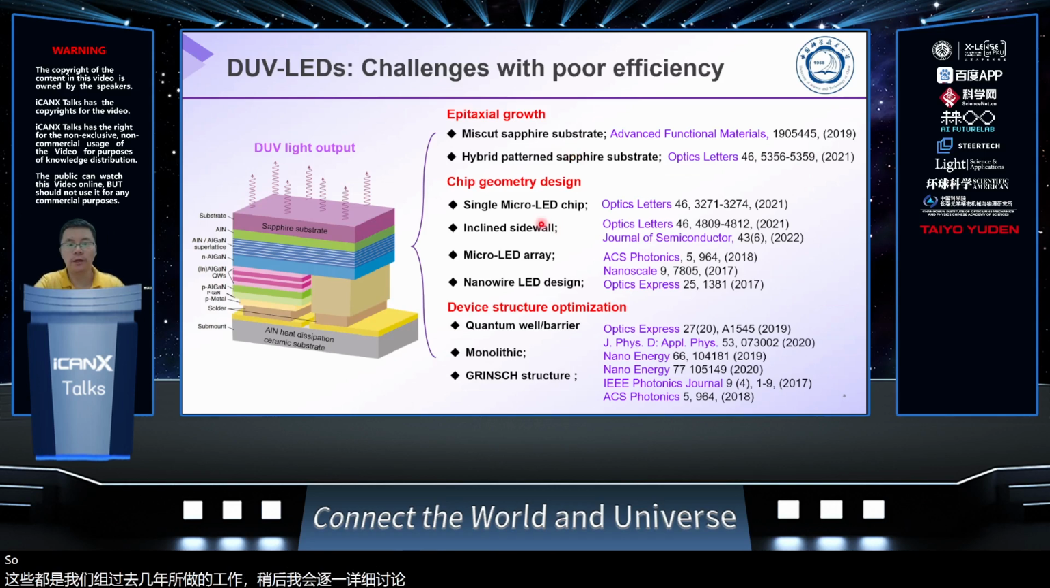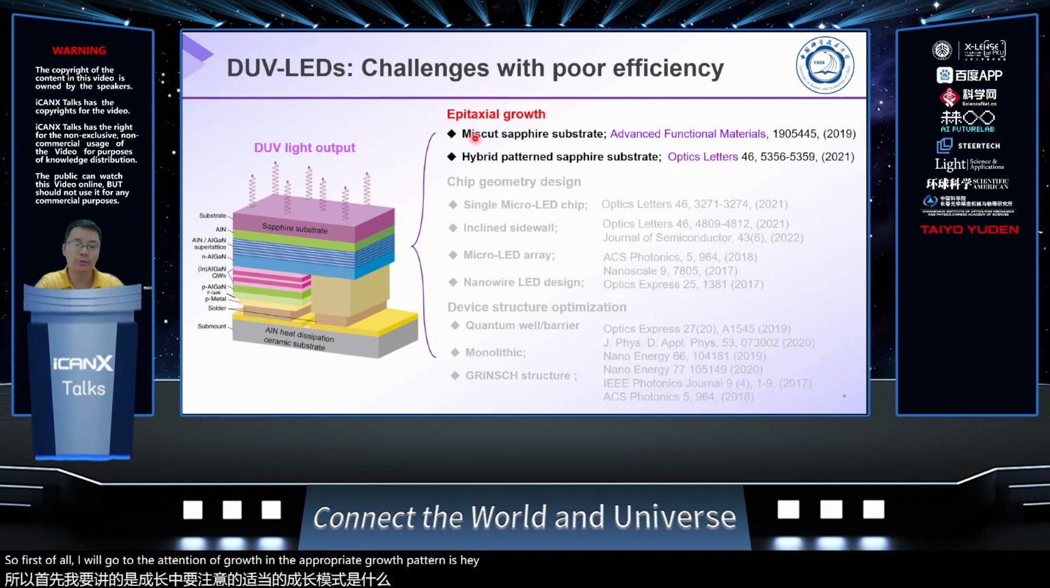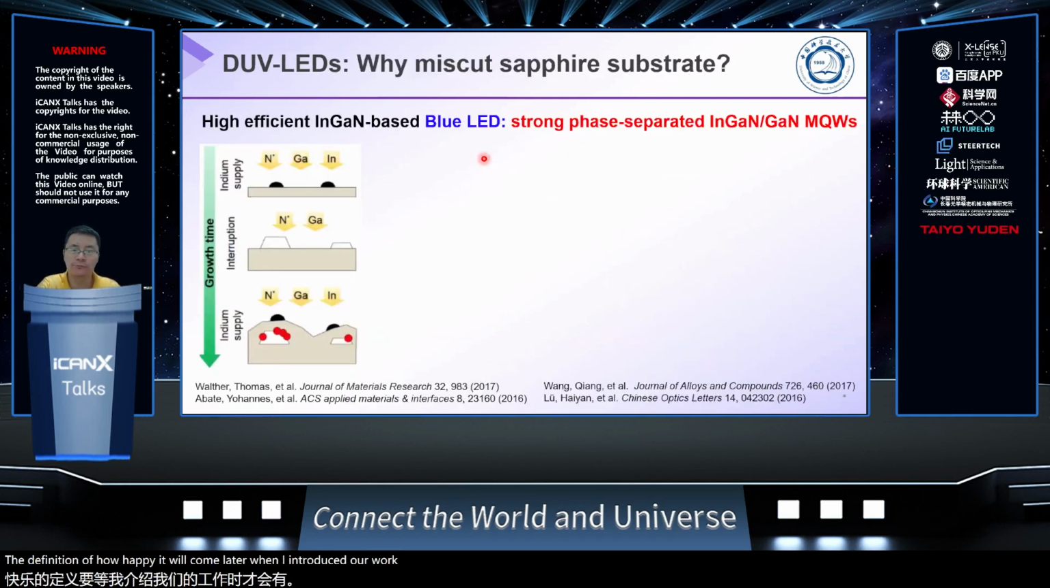So first of all, I will go to the epitaxial growth. In the epitaxial growth part is how we are able to generate efficient devices by using a very unique substrate, the so-called high miscut sapphire substrate, as well as we try to hybridize the sapphire substrate with different materials to improve the light extraction efficiency, the so-called hybrid, okay? The definition of a hybrid will come later when I introduce our work. So first of all, why do we introduce miscut sapphire substrate? Why do we not use just a regular sapphire substrate?